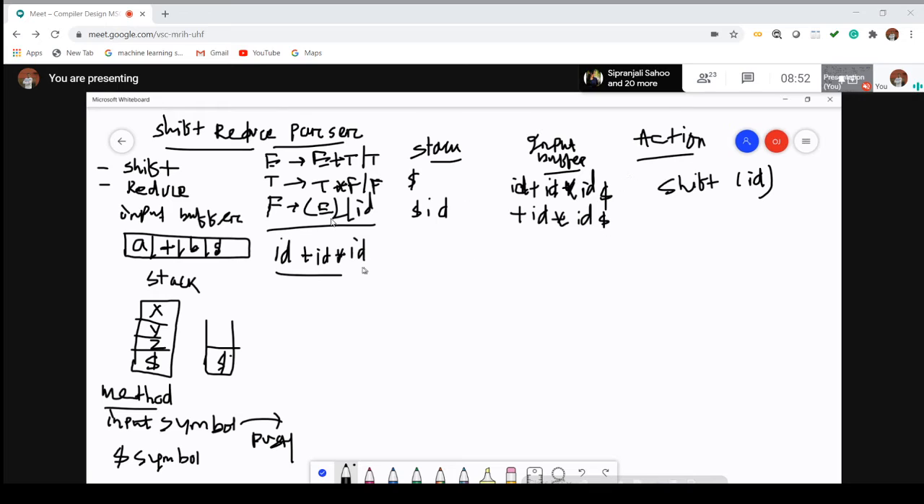Now we have to check, is there any production from the top of the stack or not? So id is present on the top of the stack. We have to check what productions exist, and if a production exists for the top of the stack, we have to go for the reduction. So there is a production F to id. Okay, so I can make the reduction, that means id is to be replaced with F.